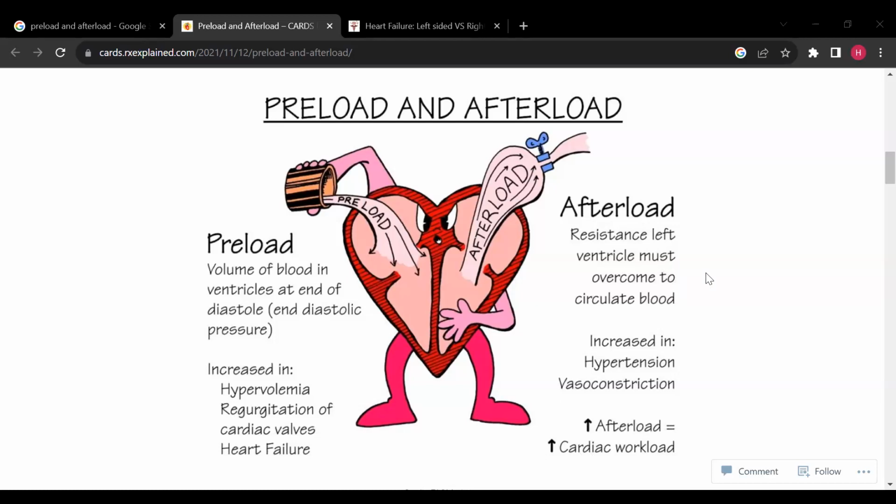Yeah, that's one of the pathophysiology aspects of heart failure, that preload and afterload are both increased, which increases the workload of your cardiac muscles, leading to cardiac hypertrophy and remodeling of your heart cells. Yeah, so I think we can go on to diagnosis and treatment.